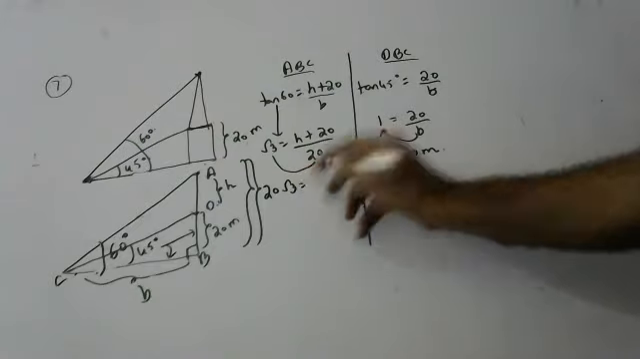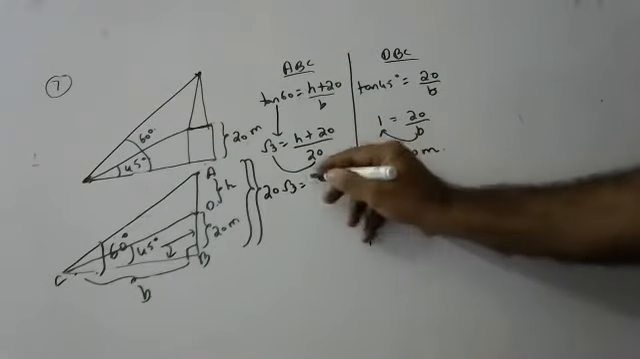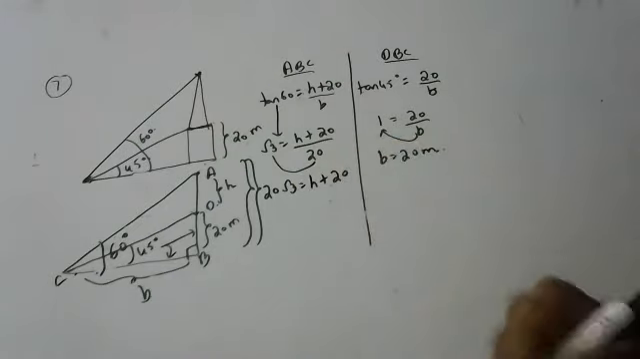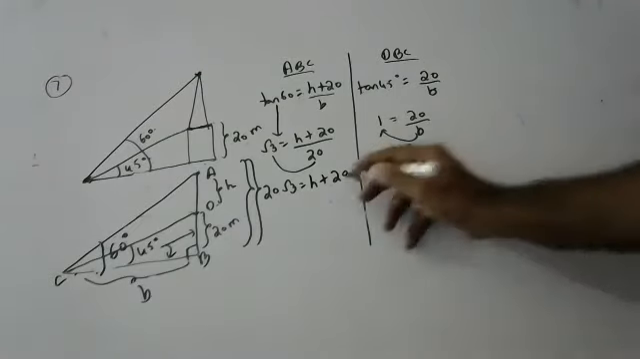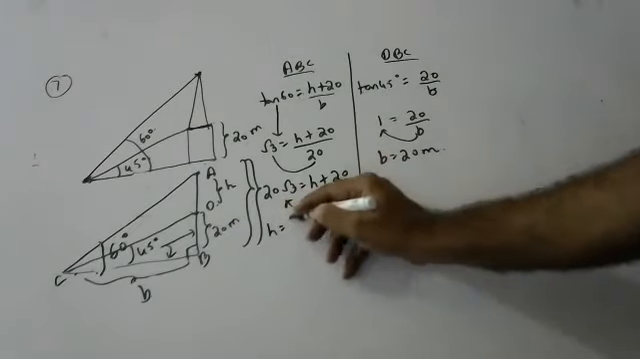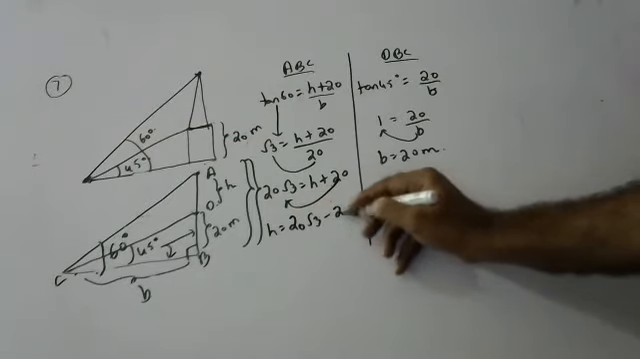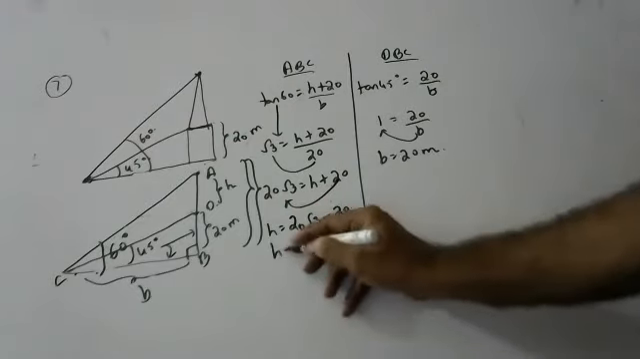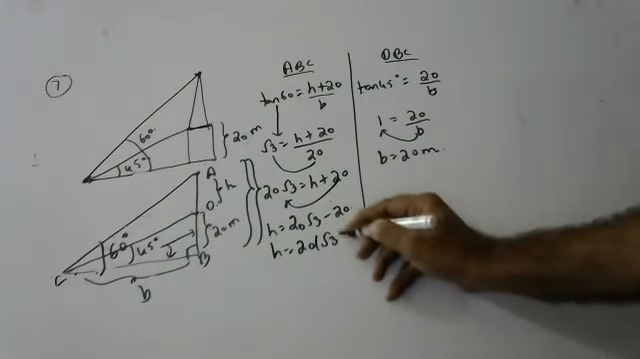20 root 3 is equal to h plus 20. This 20 comes here, children. h is equal to 20 root 3 minus 20. Okay, children? So h is equal to 20 into root 3 minus 1.